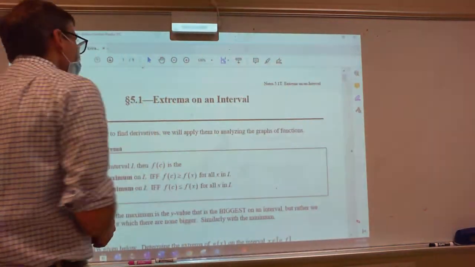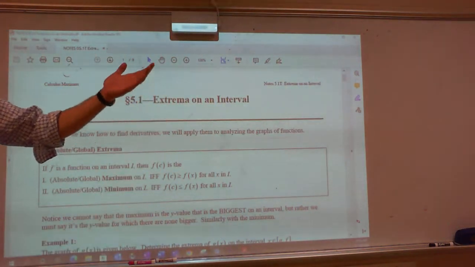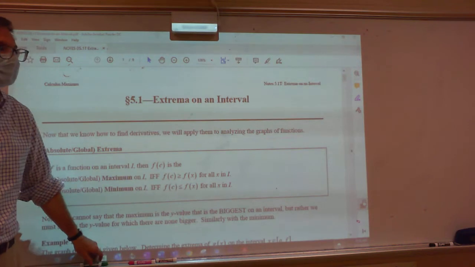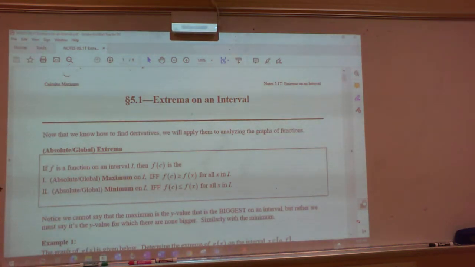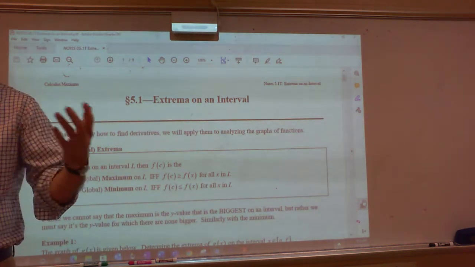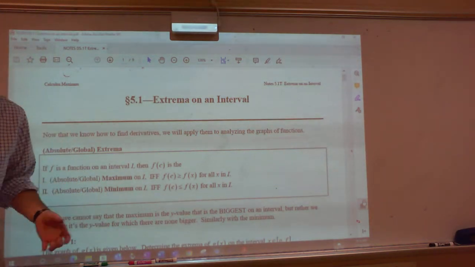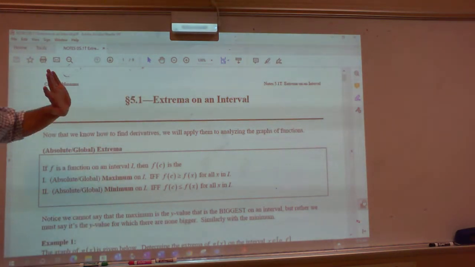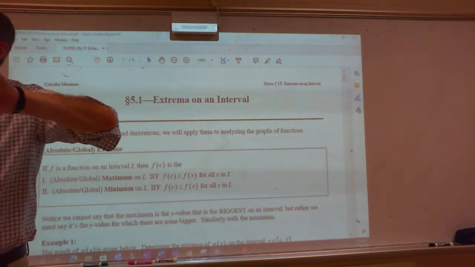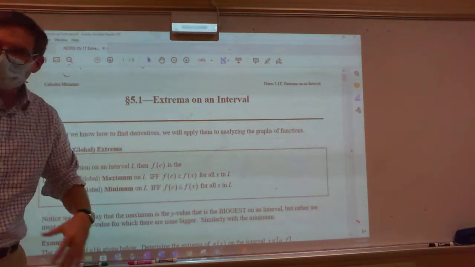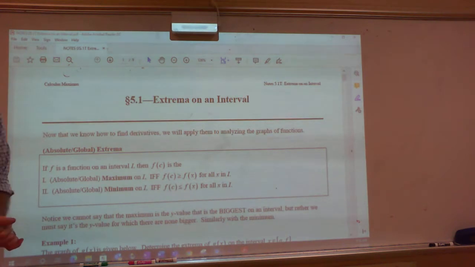All right, so we are going to talk about, as the title suggests, extrema on an interval. And extrema, that's just basically your maxes and mins. And so there's some mathematical jargon. First, I sent this out in OneNote under notes, so you don't have to, but if you want to look along, you can.